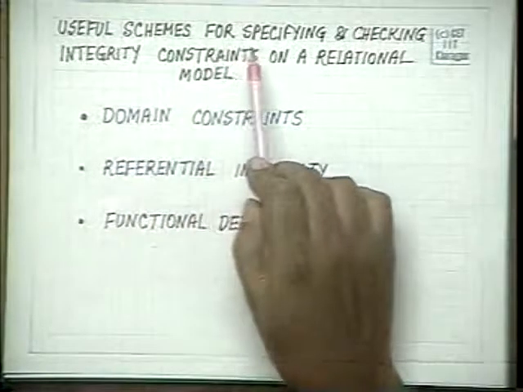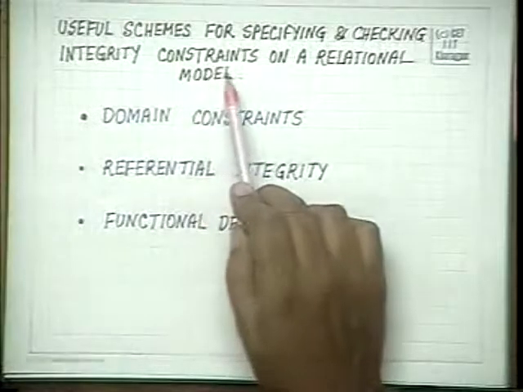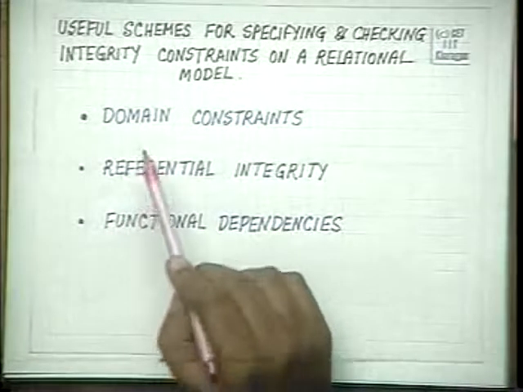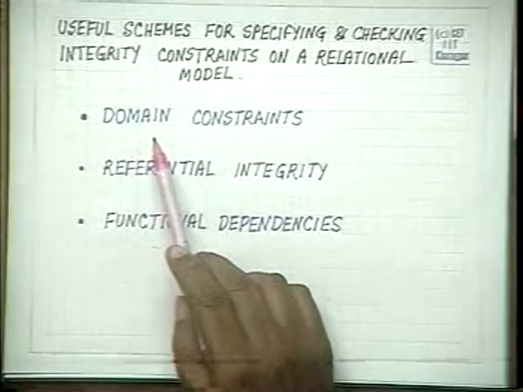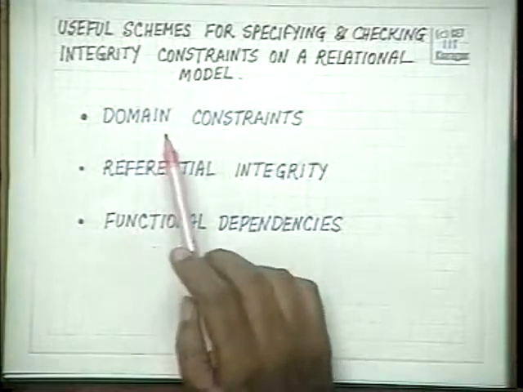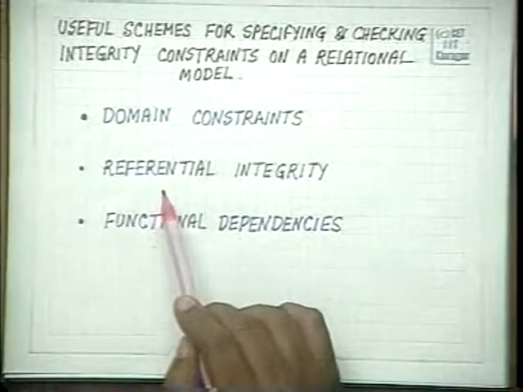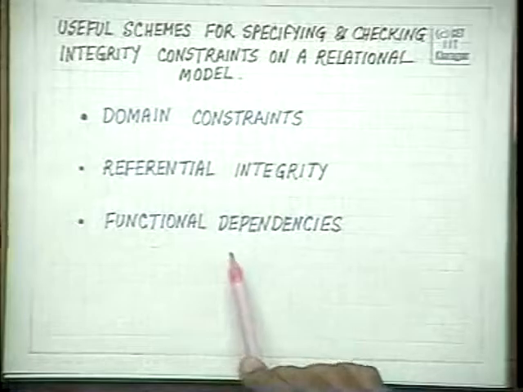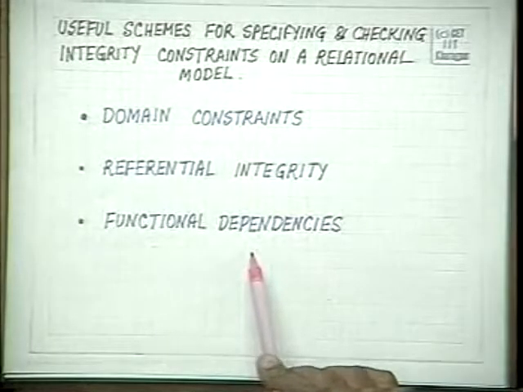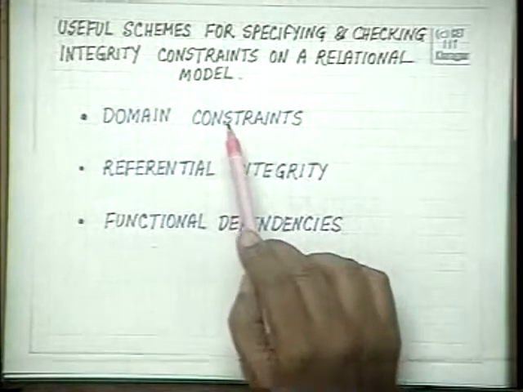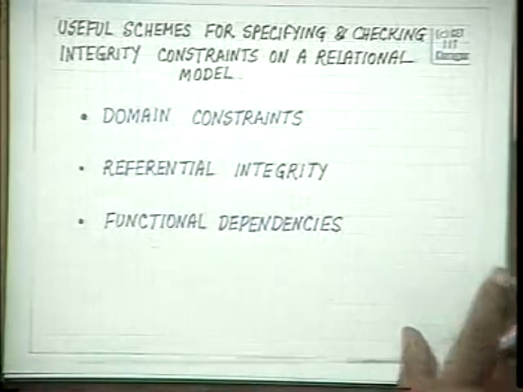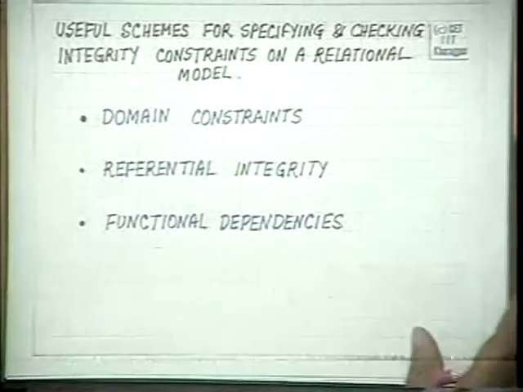Useful schemes for specifying and checking integrity constraints on a relational model. The three well defined and well known such constraints are the domain constraints, the referential integrity constraints, and the constraints which are called functional dependencies. We shall now study them one by one and see what each of them means. First, we will pick up the domain constraints.